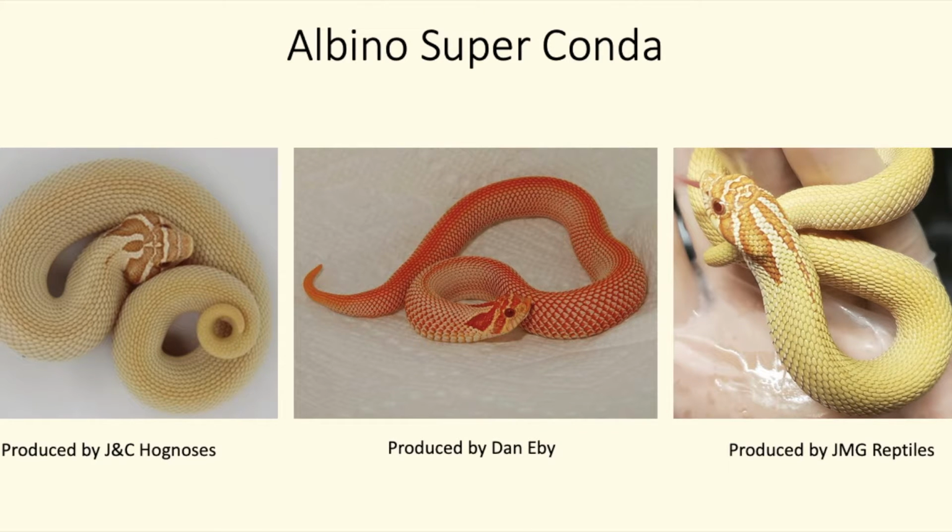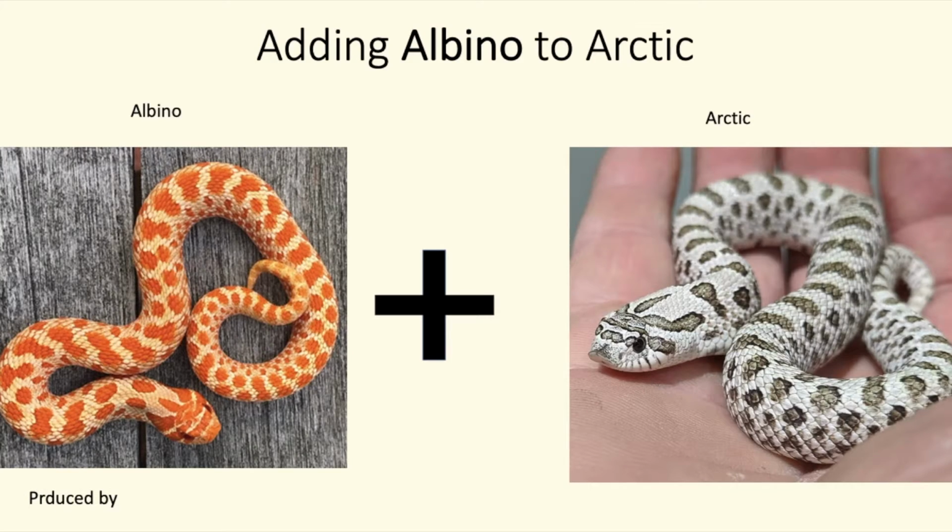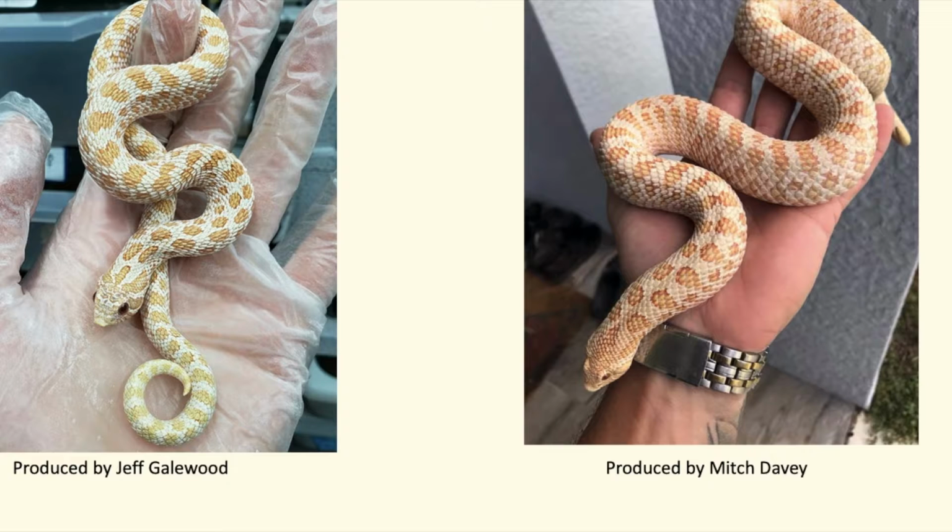Now let's get into the other incomplete dominant gene, which is the Arctic gene. So what happens when you combine albino and Arctic? You get this animal right here, kind of like a yellowish animal. And if you watch my other videos, this is what my snake Noodle is.